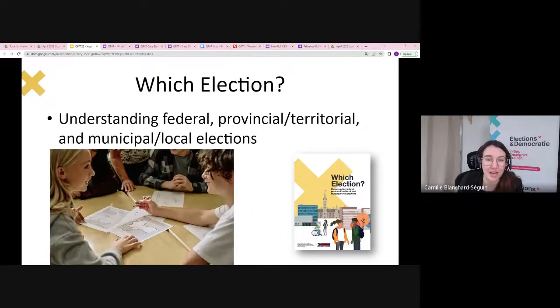And finally, Which Elections, which is a resource we created with the electoral management bodies of all the different provinces and territories, which is to help students understand the different levels of government and the elections that happen at different levels. So they do a bunch of different activities to think through that.